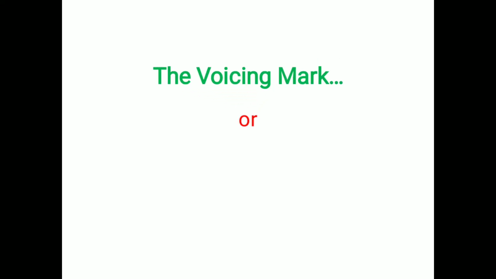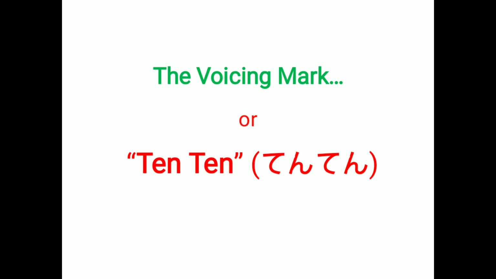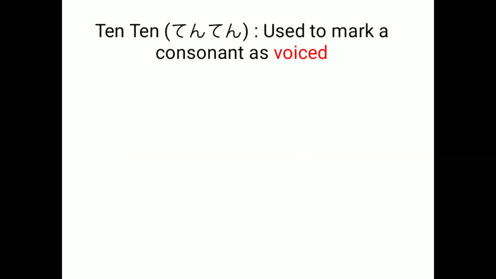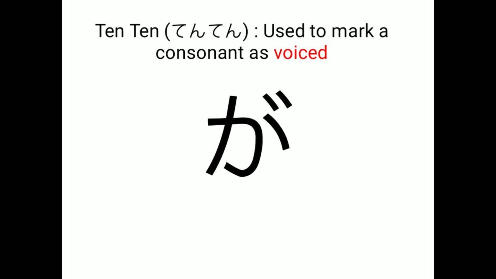And that rule is called the rule of the teNten, or the voicing mark. Okay, I've said it the other way around. In Japanese, it's called teNten, which translates to the voicing mark. Now, the voicing mark is basically used to mark a consonant as voiced. For example, I'll show you.